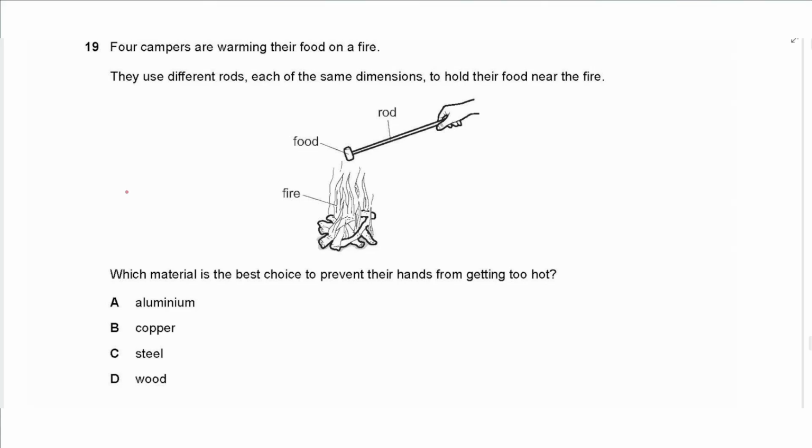Question 19 says 4 campers are warming their food on a fire. They use different rods, each of the same dimensions, to hold their food near the fire. Which material is the best choice to prevent their hands from getting too hot? Which means we need a poor conductor or an insulator. So aluminum is a good conductor, copper is a good conductor, steel is a good conductor, wood is a poor conductor. So we choose D.